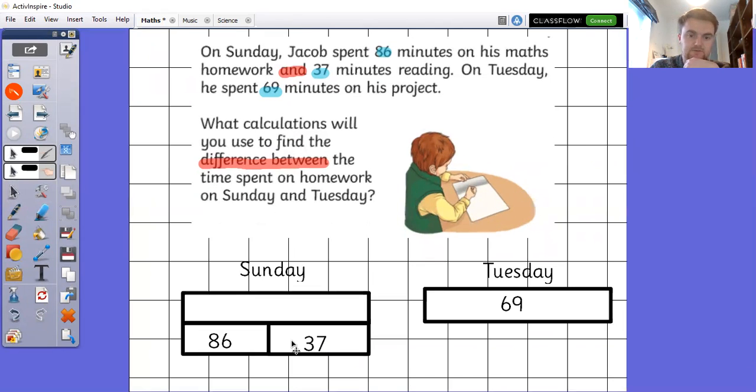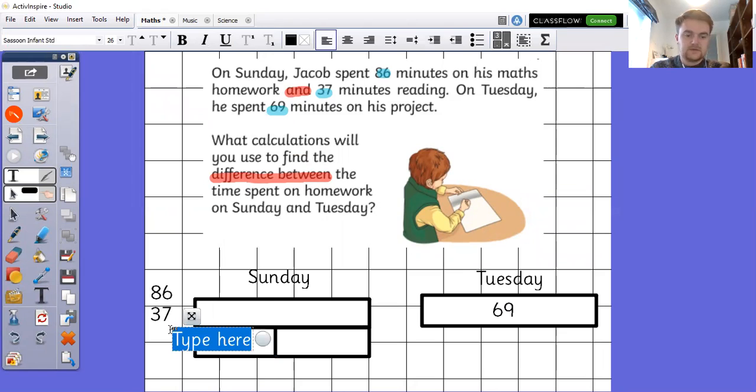On Sunday, he spent 86 minutes on maths and 37 minutes on reading. And if I add those together using the column method, I can see that 6 plus 7 is 13. So I'll put my 3 in the ones. I'll add the 1 down here. 8 plus 3 is 11, plus another 1 is 12. So 123 minutes altogether. So I've got 123 minutes on the Sunday and 69 minutes on the Tuesday.